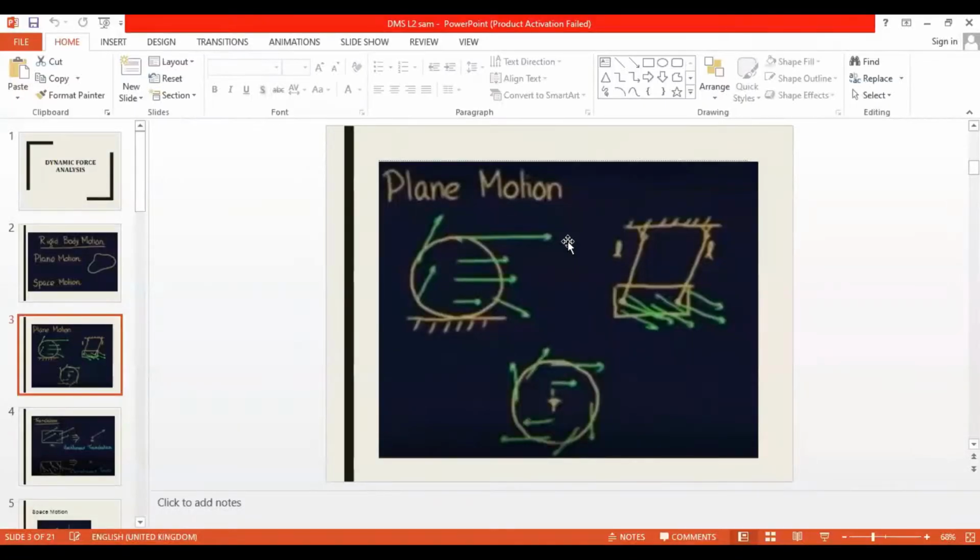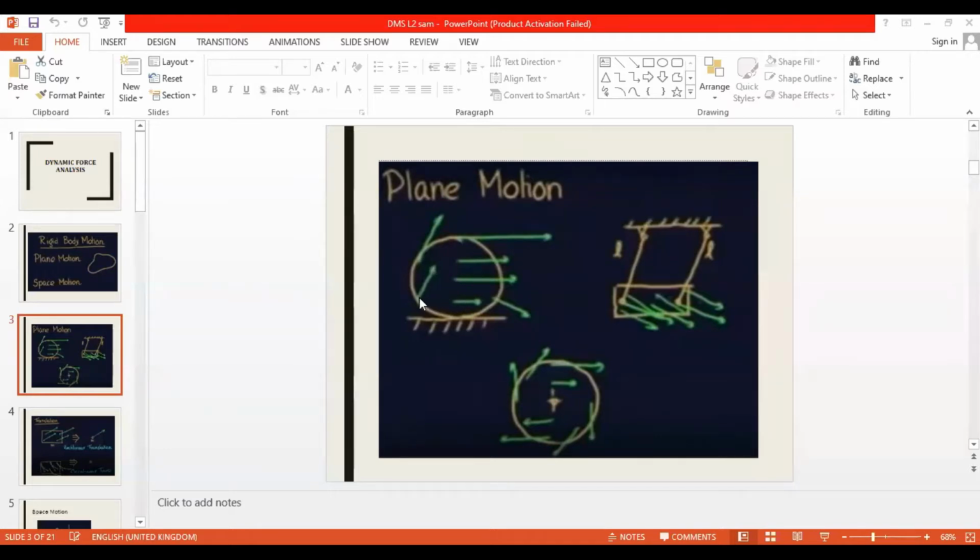Plane motion. Okay, if you take this first diagram, you can assume that as a disk which is rolling in a plane. In a disk there can be a number of particles. You know, this is composed of a number of particles all over this plane.